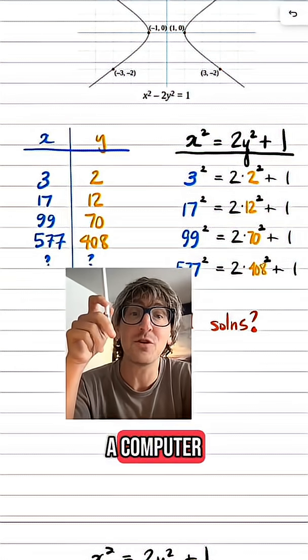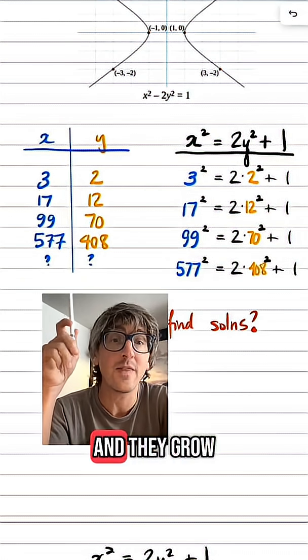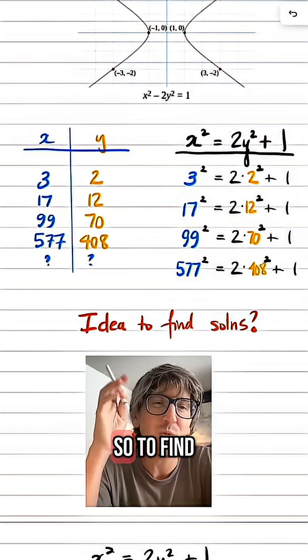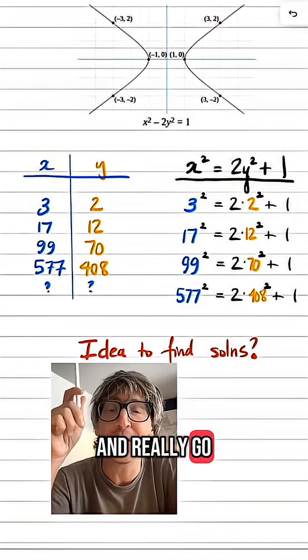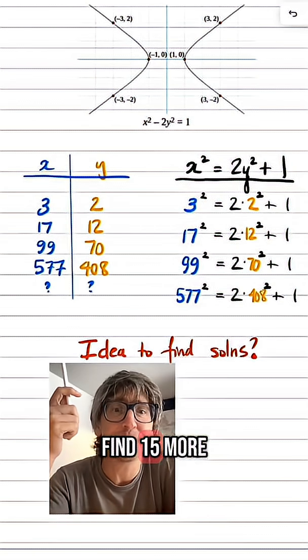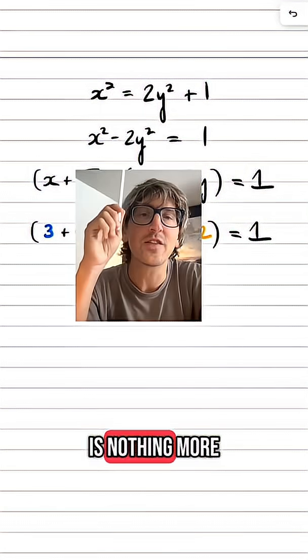But even with a computer, it's hard to get very far because these are the only solutions so far, and they grow pretty quickly. So to find more, we really need an idea, and that's what I want to show you. And really, go ahead on your computer and see if you can find 15 more of these. It's actually really hard without some sort of insight. And the insight is nothing more than factoring.